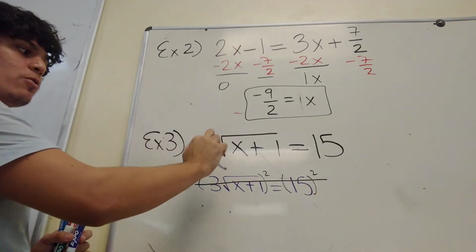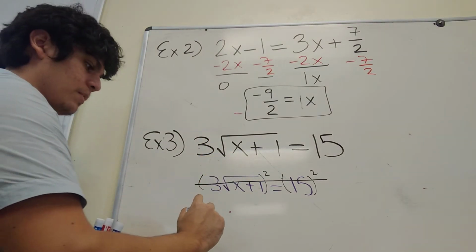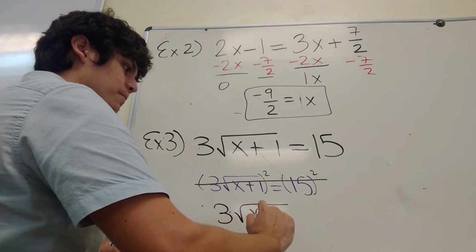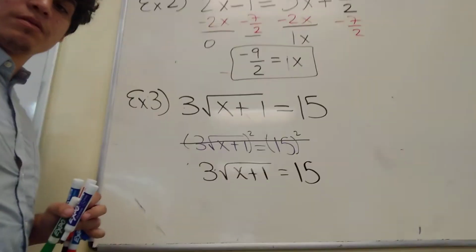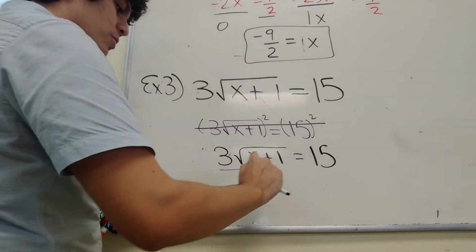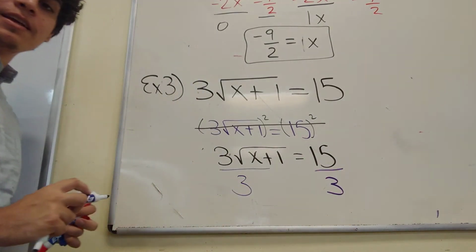And now, Jose Eduardo, what is this 3 doing to the x in there? It's multiplying. That's right, it's multiplying. So in order to get rid of that 3, what are you going to have to do? You have to divide 15 times. Excellent, Jose Eduardo. So we're going to go ahead and divide this side by 3. And we're going to go ahead and divide this side by 3.